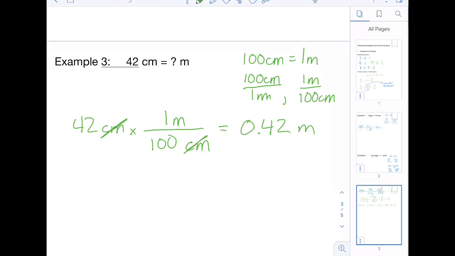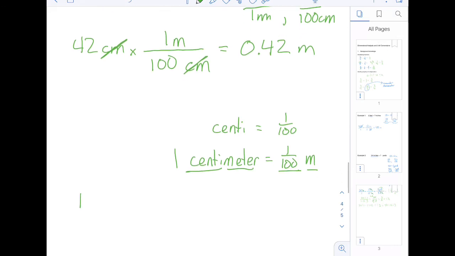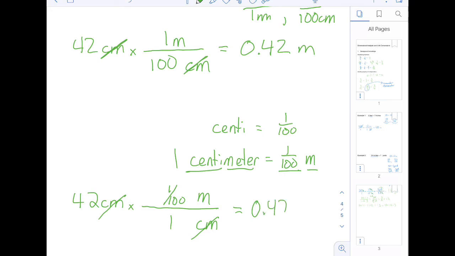If your book instead just listed centi as 1 over 100, then we can think about a centimeter as 1/100th of a meter. So just the centi was 1 over 100, and I kept the meter, so 1 centimeter is 1/100th of a meter. Then our dimensional analysis, 42 centimeters times, I still want centimeters in the denominator, but now I have 1 centimeter and 1/100th of a meter in the numerator. I end up with the same thing. I end up with 42 hundredths of a meter.